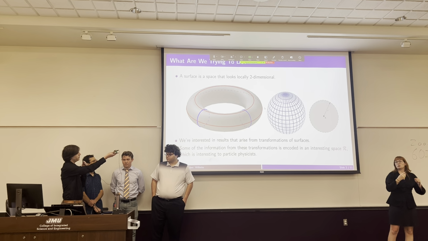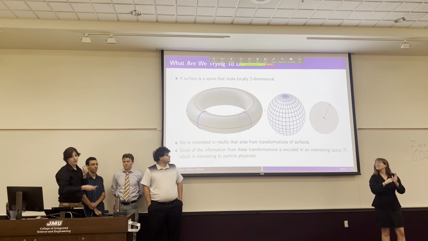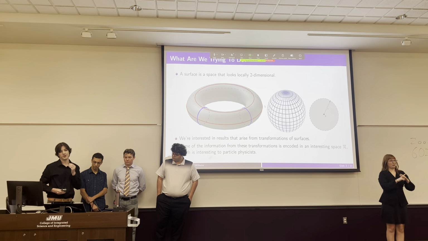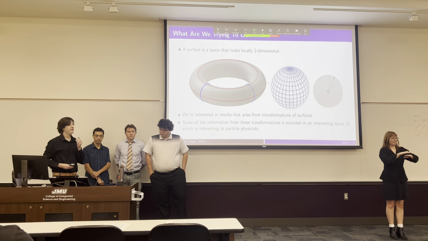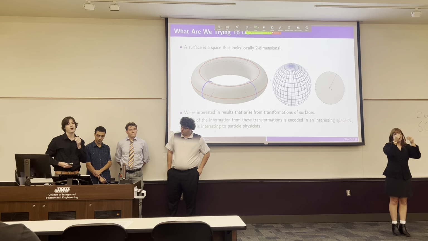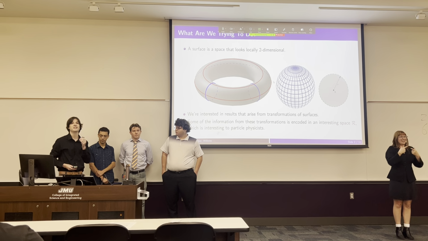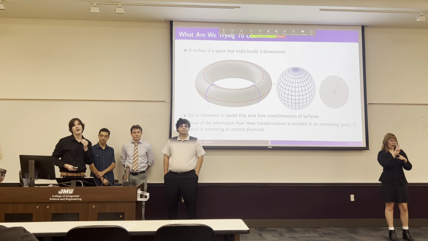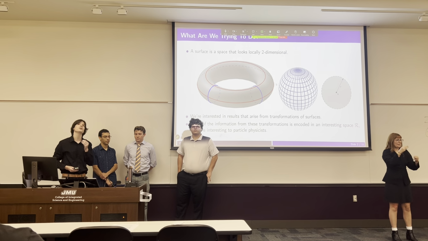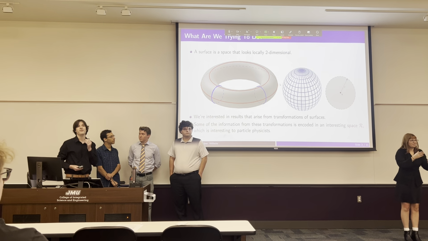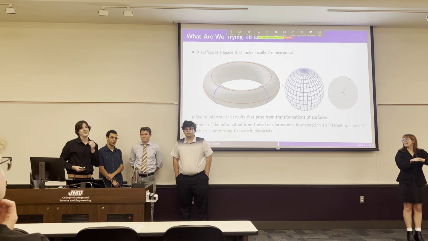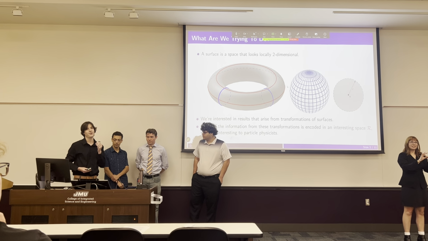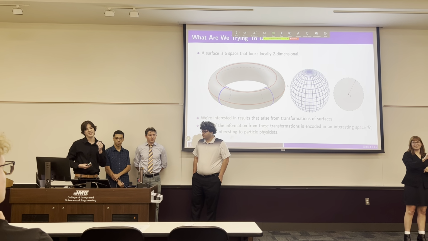So other examples include this hollow sphere or that disk, for example. We're interested in results that arise from transformations of these surfaces. And some of the information from these transformations is encoded in an interesting space that we denote with this calligraphic R. We call this the representation variety. This is interesting to us as mathematicians because it gives us information about the surfaces. But it's also interesting to physicists, particularly particle physicists, because we can associate with elements of the representation variety certain types of fields with distinct characteristics.